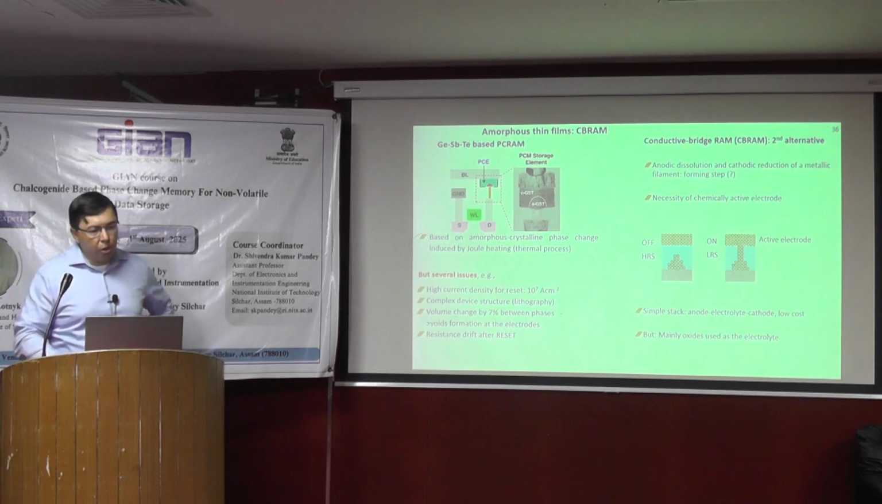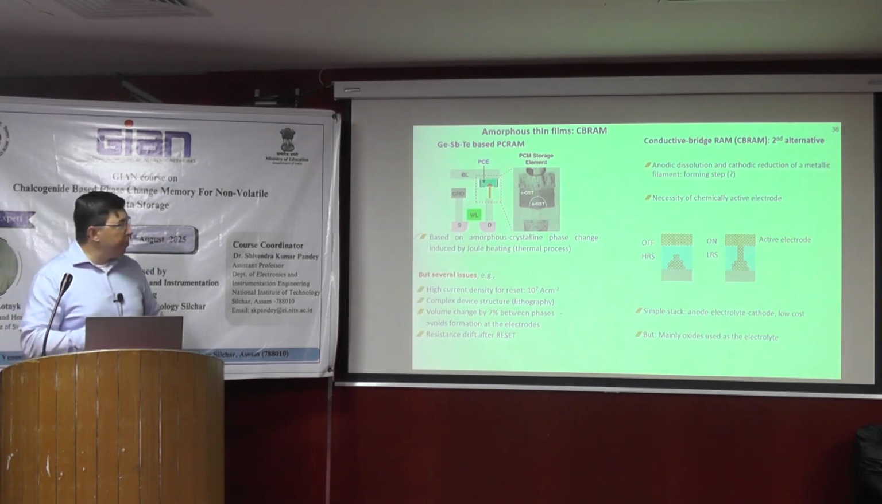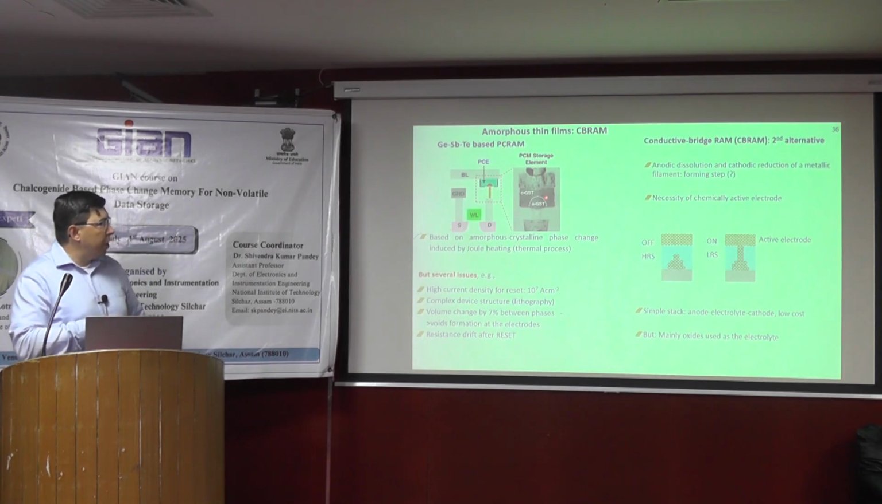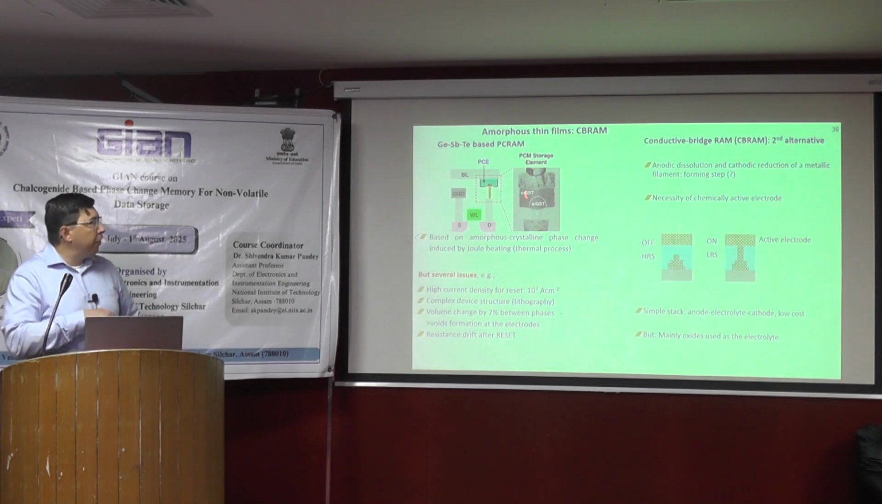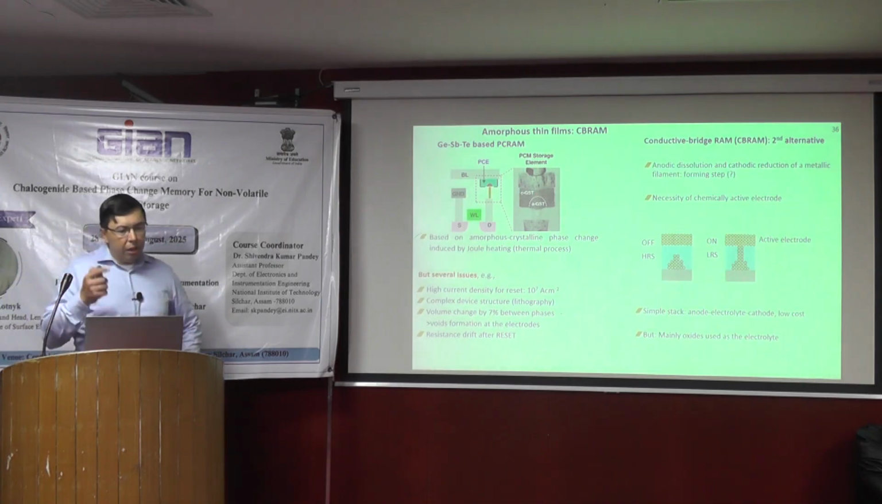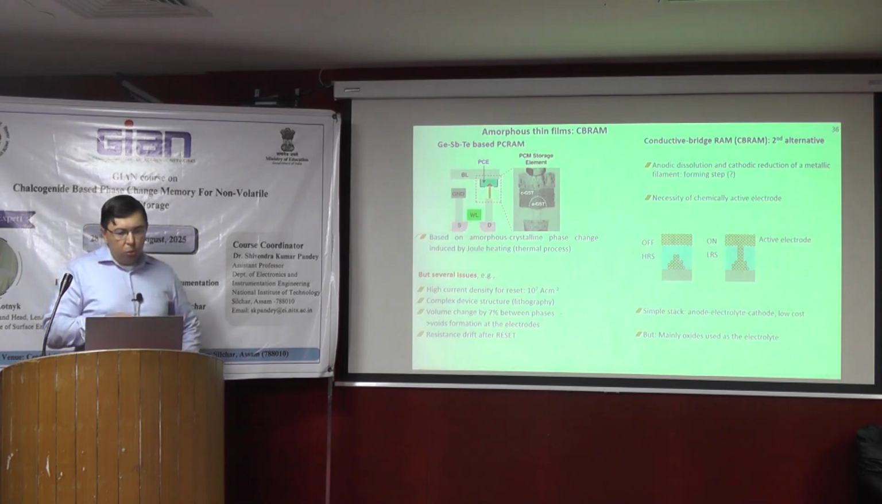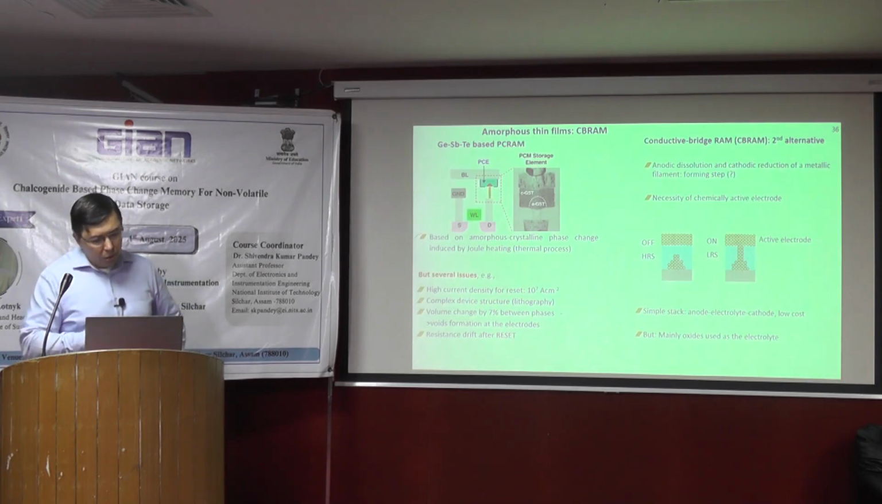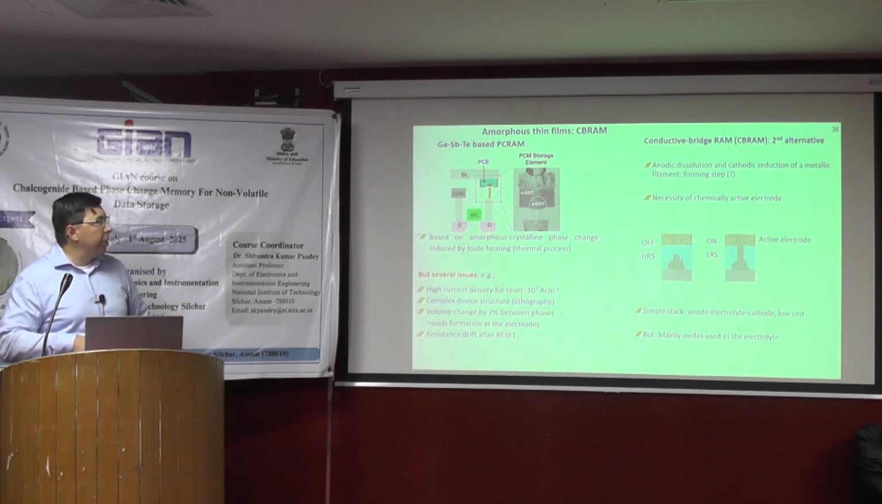Now there are also some other concepts for how we can switch our cells. One is based on the phase change between the crystalline and amorphous phase, but as I said before, there are several issues. We need high current density. The structure is complex. We need lithography. If you want to make some test cells, you need this facility. There is volume change and resistance drift after reset.